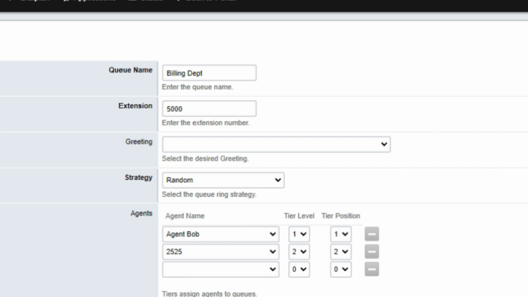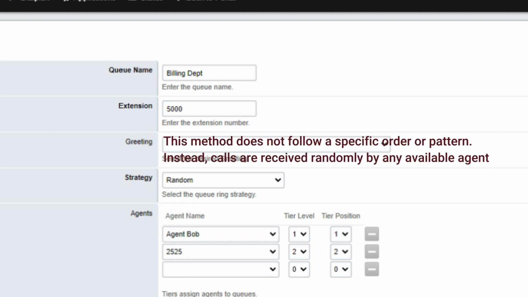Lastly, random. With this strategy, agents are rung in no particular order. It's beneficial when all agents possess similar skills and experience levels.